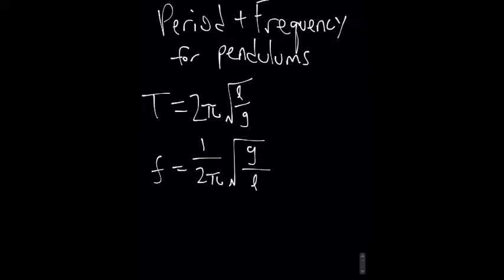These formulas show how a pendulum's period and frequency are affected by the length of the pendulum and gravity, rather than what a spring is affected by, which is mass and the spring constant.